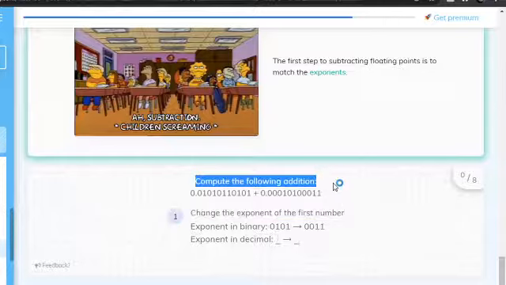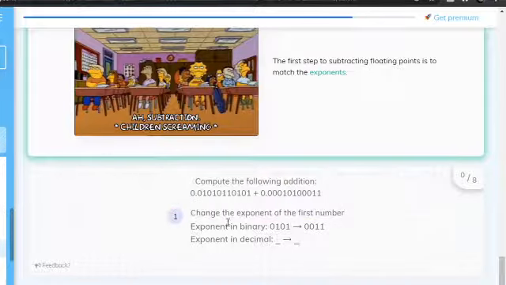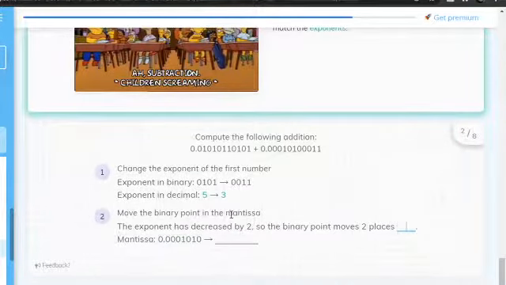Compute the following addition, that plus that. So change the exponent of the first number. The exponent decimal goes from 5 to 3. So the exponent is decreased by 2. The binary point moves 2 places left. Why? Because it's moved from 3 to 5, that means that it's got closer.